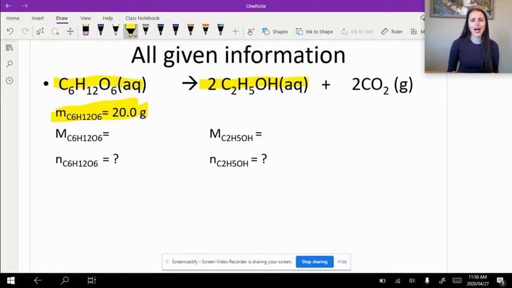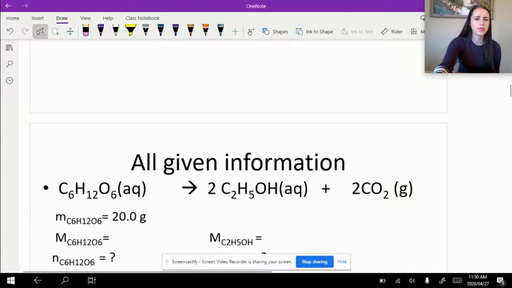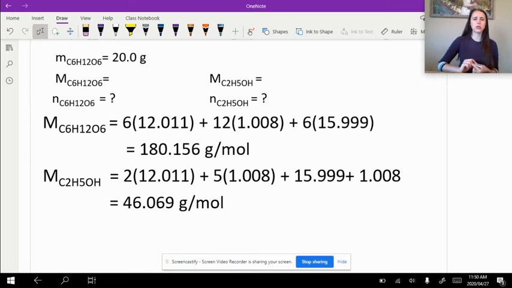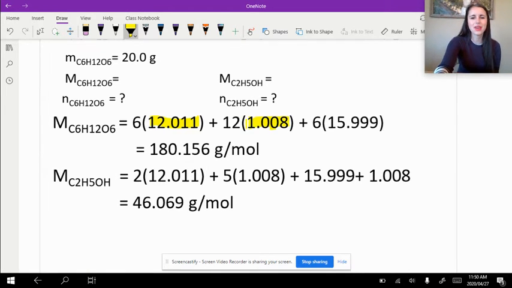Next step is I know that I have to go from mass to moles. In order to do that, I need to figure out my molar mass. So I'm going to look at my molar mass of glucose, and while I'm here, I might as well figure out what my molar mass of ethanol is. For glucose, I'm going to take my mass of 6 carbons, because I have 6 carbons, and add to it 12 times my mass of hydrogen, because I have 12 hydrogens. And then I'm going to add to it 6 times my mass of oxygen. That's going to give me a grand total of 180.156 grams per mole.